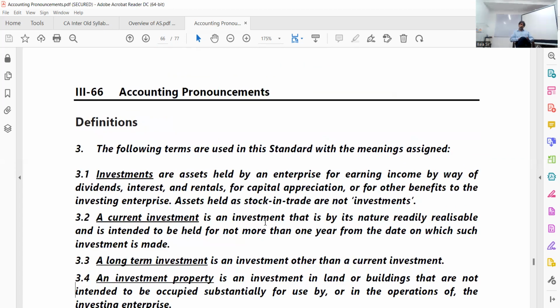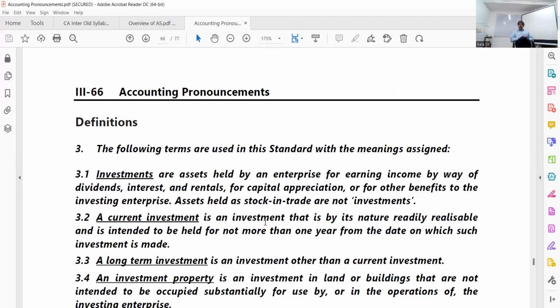3.1. Investments are assets held by an enterprise for earning income by way of dividends, interest, and rentals, for capital appreciation or for other benefits to the investing enterprise. Assets held as stock in trade are not investments. They say that investments are assets, and you all know that. So they say very clearly investments are assets.